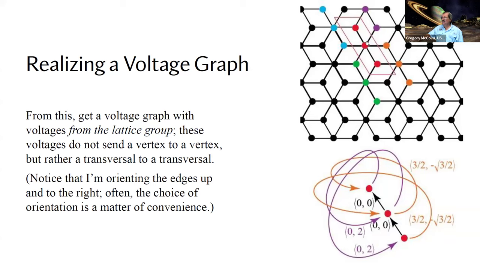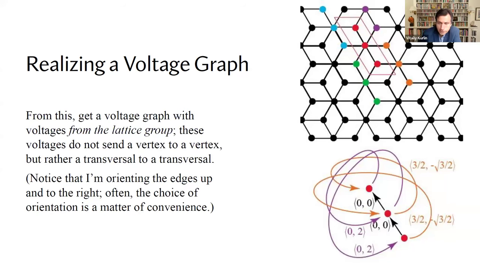So for instance, this edge right here is labeled with (0, 2). That is because you are mapping a transversal whose middle vertex is right here to a transversal whose middle vertex is up here. This is the edge that's labeled, but it's labeled with the voltage that maps this entire transversal to this entire transversal. I'm having all of the edges oriented to the right and upwards. So this edge right here is the inverse of this edge right here, which is this edge, only backwards. So these are the voltage graphs that Chung and friends came up with for taking a unit cell and unpacking it to a graph.